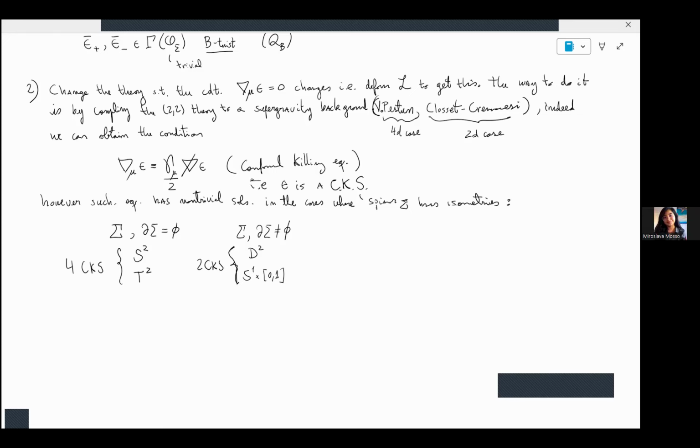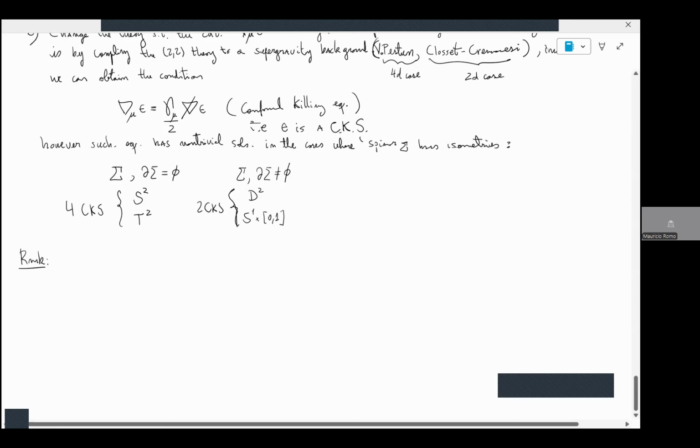Okay. Now, just as a remark, these points 1 and 2 can be understood as coupling the theory with supergravity backgrounds.